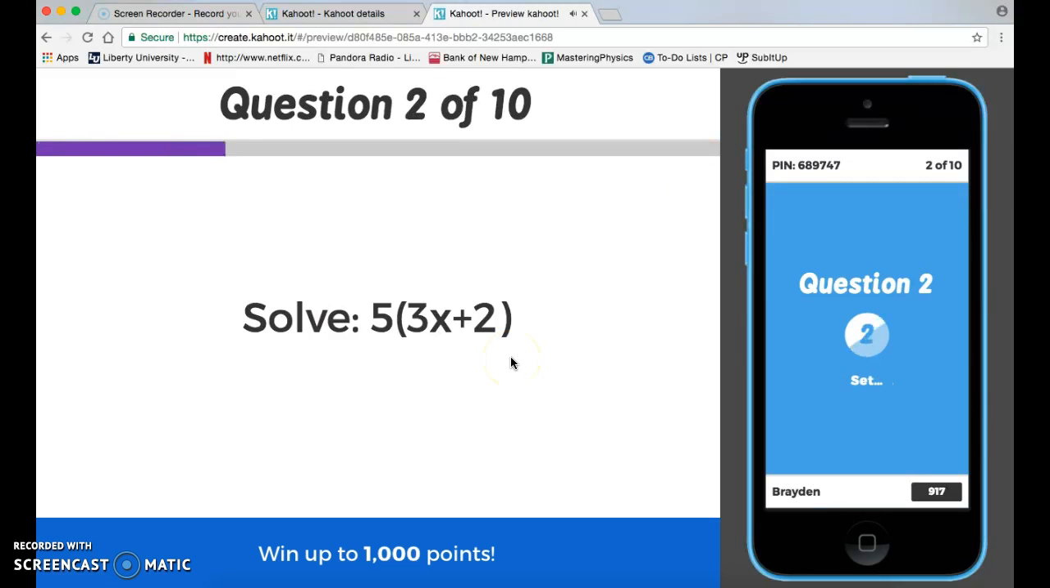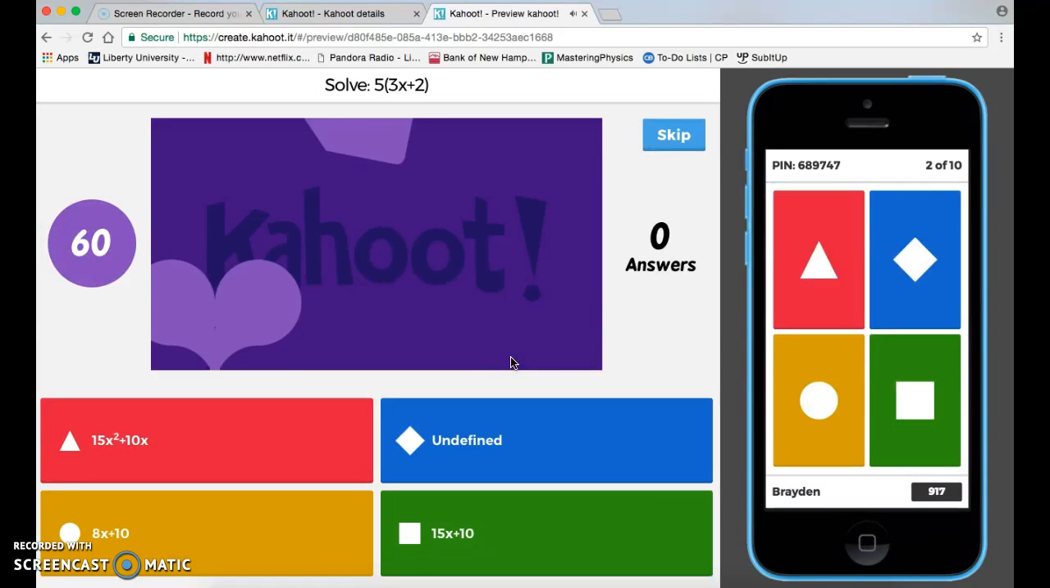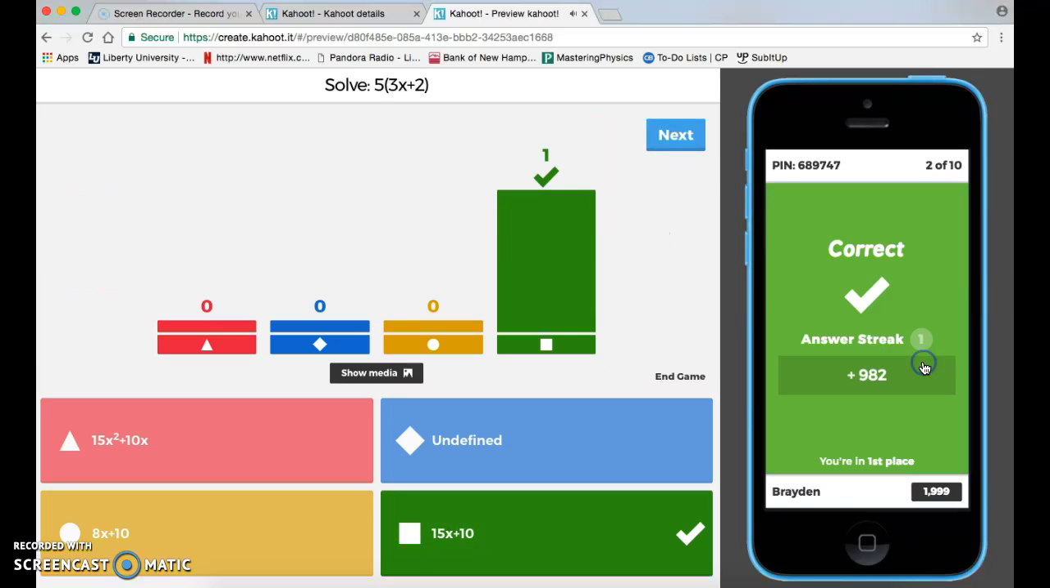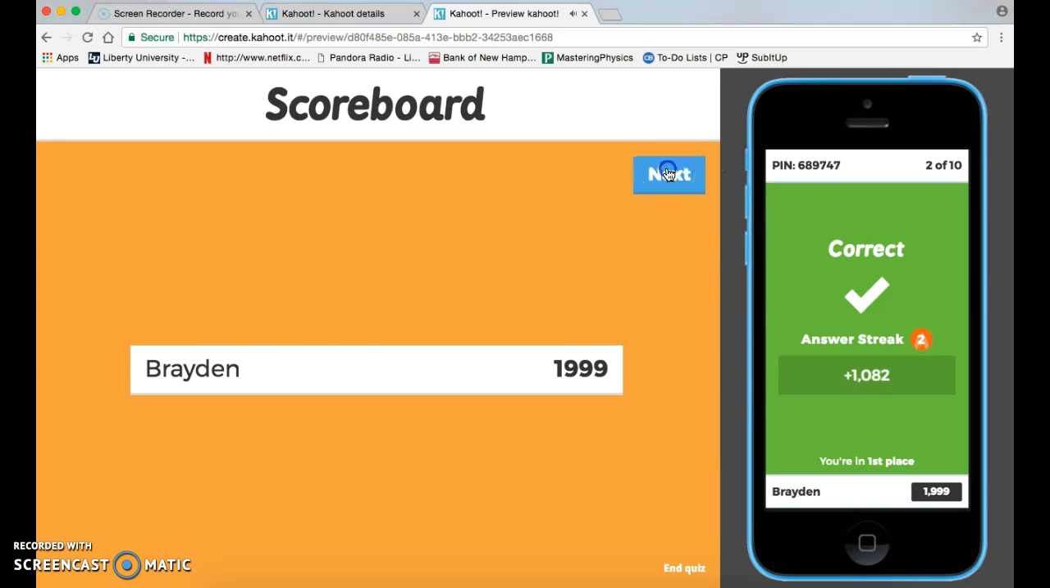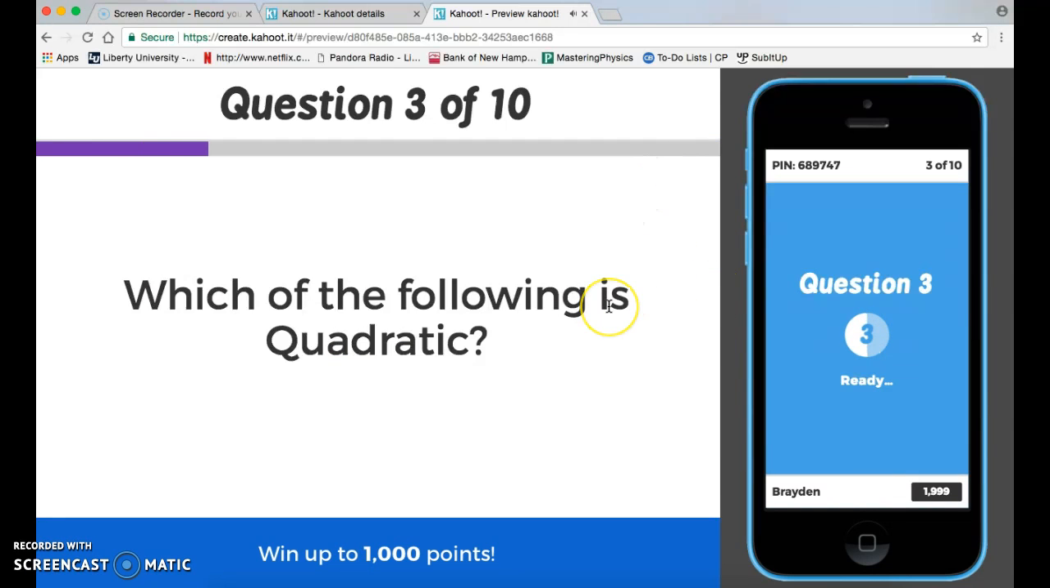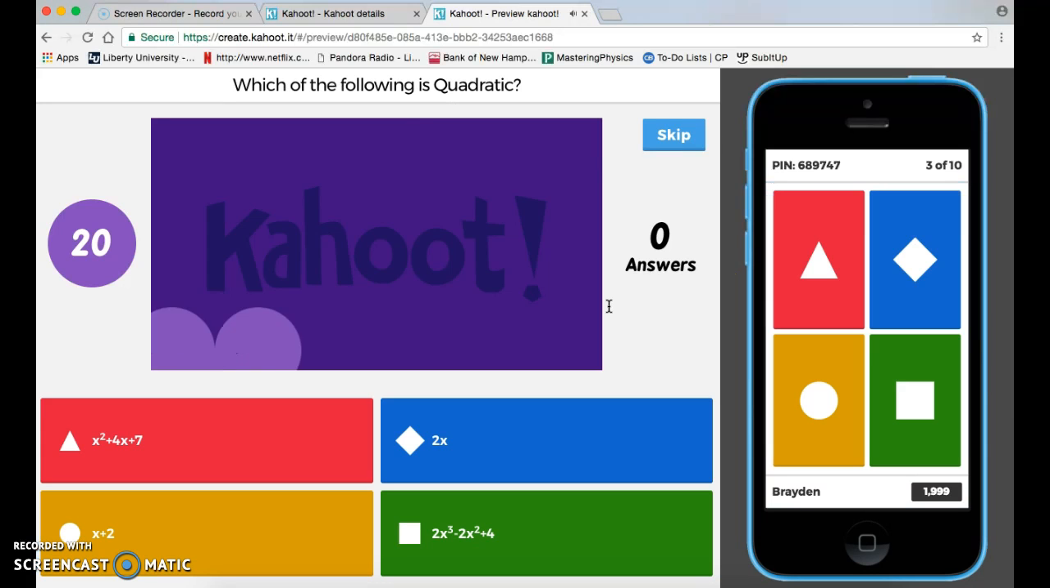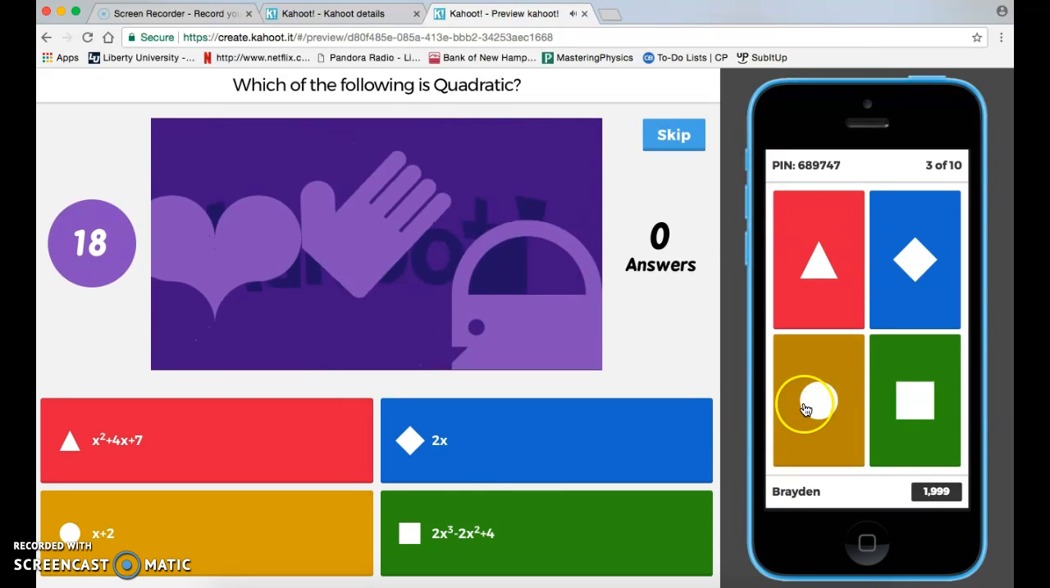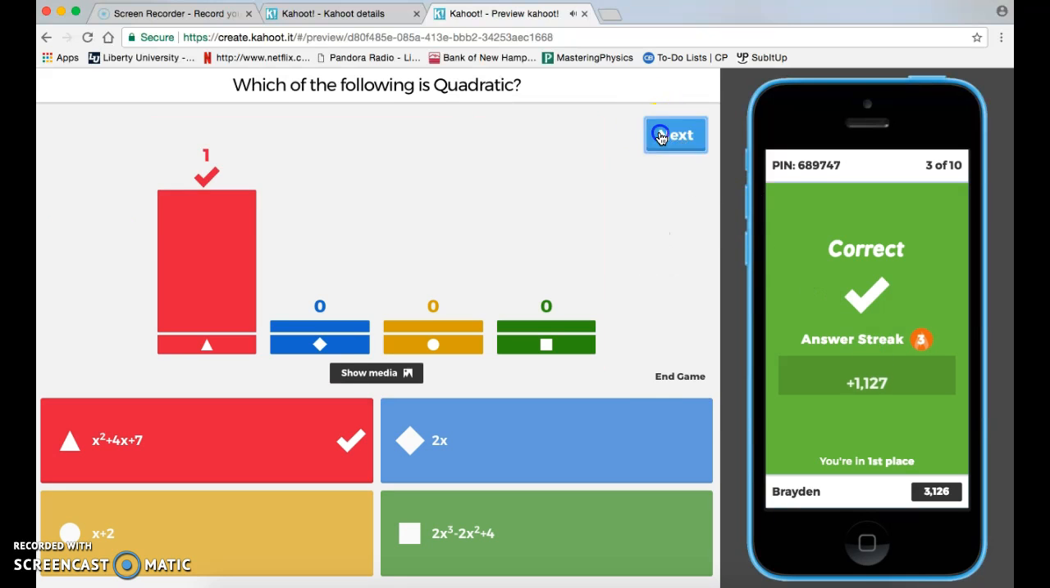Once everyone submitted it, you can go to the next question, and now they're actually going to use the distributive property. And the next question is just going to see if they can identify a quadratic polynomial, and they'll choose which one they think is the quadratic.